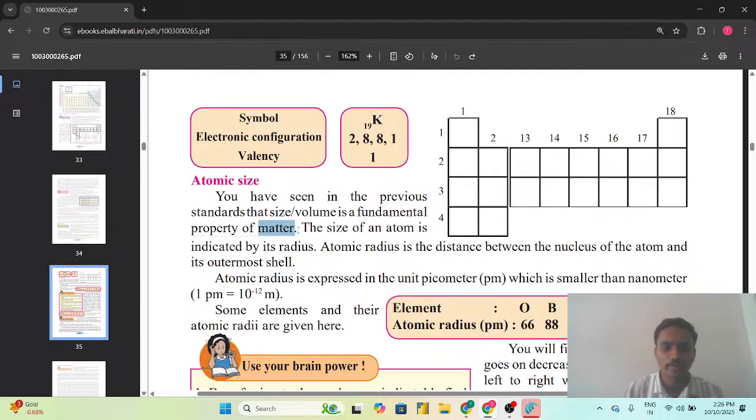Suppose we consider human beings also: we are considered to be matter because we have some mass and we occupy some space in this surrounding. So that is matter.